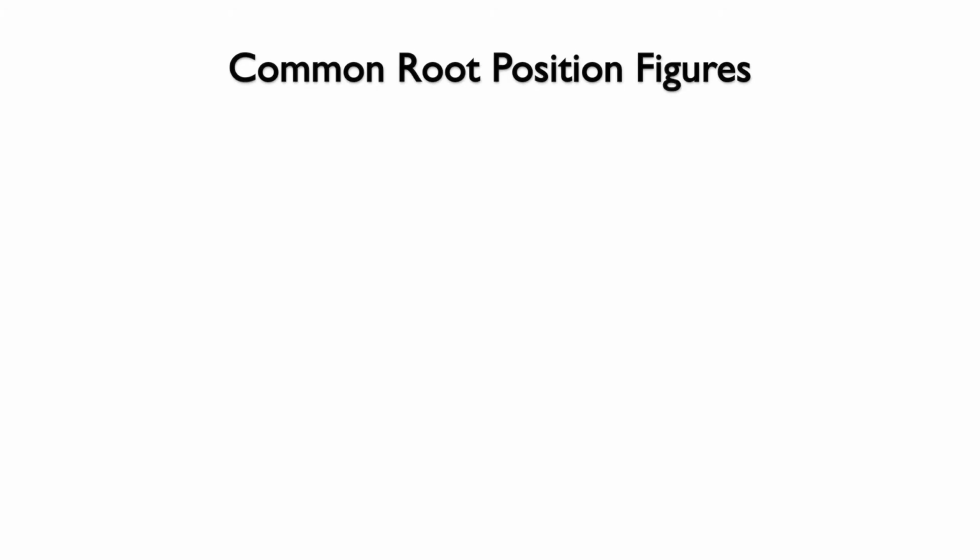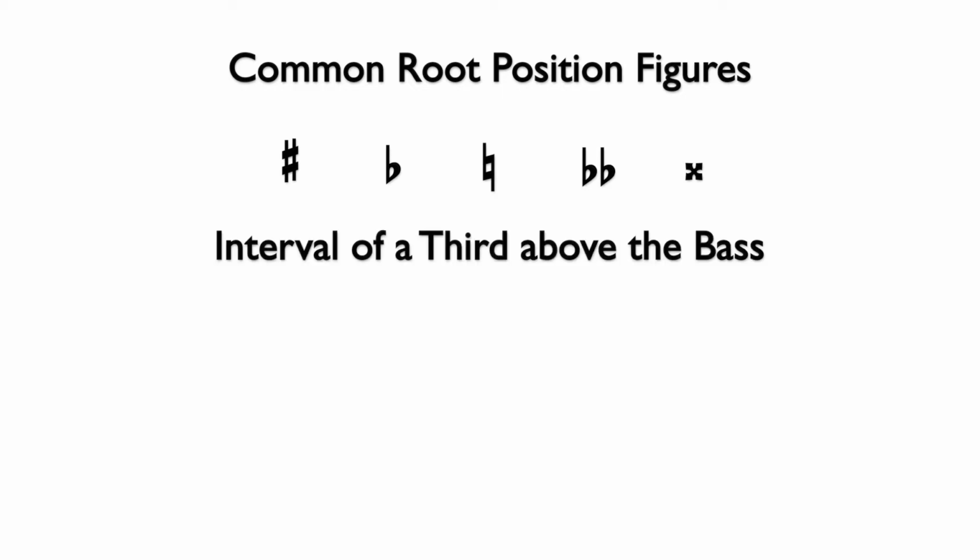Another common figure that refers to a root position triad is simply a lone accidental below a bass note. When an accidental is used by itself below a bass note, it refers to the note in interval of a third above the bass, getting that accidental.